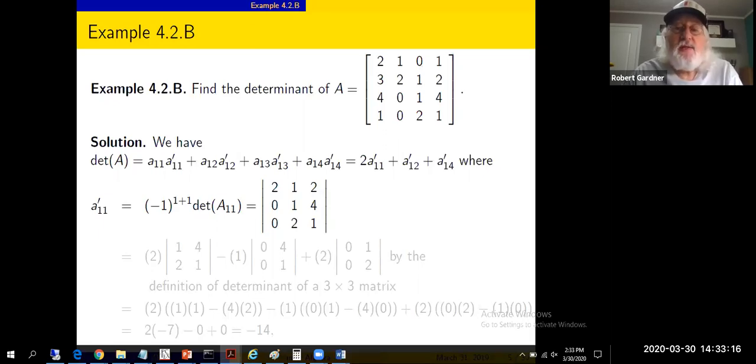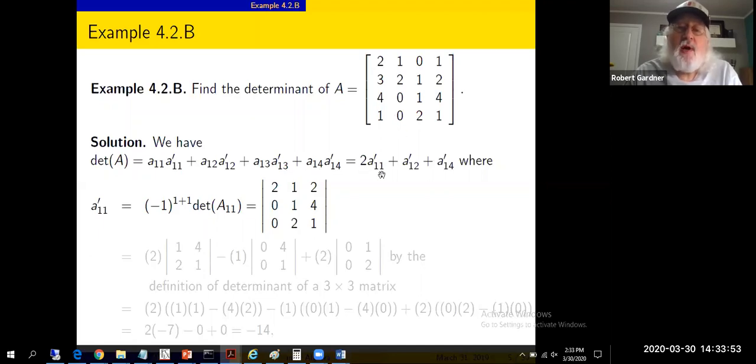Okay, the definition says when n equals 4, the determinant of this matrix will be A11 A11 prime, plus A12 A12 prime, and so forth. I know the entries A11, A12, A13, A14. They are just the first row of this matrix, respectively 2, 1, 0, 1. So we'll pick up a 2 here, a 1 here, a 0 here. I don't have to worry about that. We've got 0 times something. I don't care what the something is. The product's still 0. And then A14 here, which is 1.